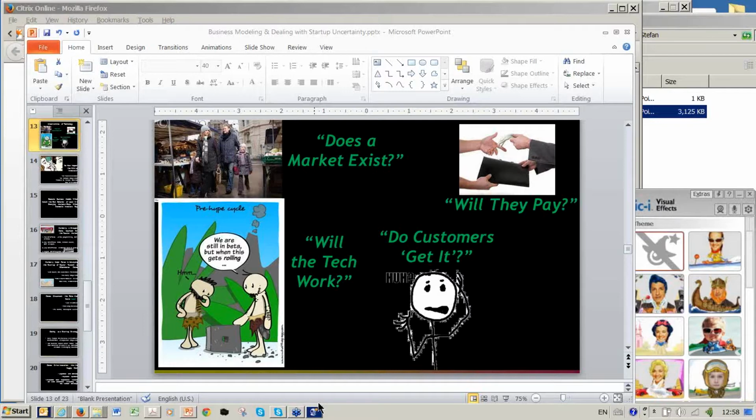So look for ways to bootstrap as much as you possibly can until you actually need that capital, and you really know where you're going to deploy it to achieve maximum increase in revenues, profitability, and market share.